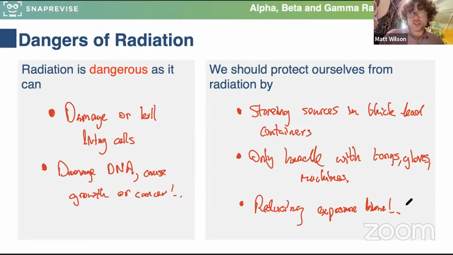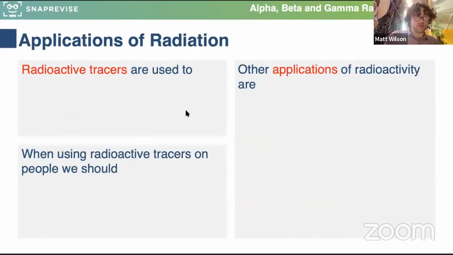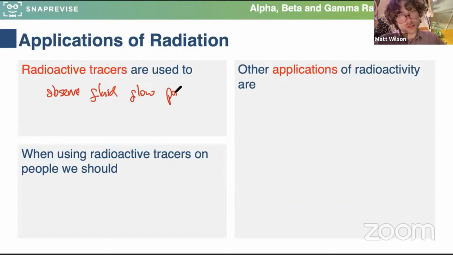Okay, fine. So at this point now, I think we're ready to look at some of the potential applications of dealing with radioactive materials. And the key idea behind quite a lot of the applications is a broad principle that we can use things called radioactive tracers to observe fluid flow patterns.